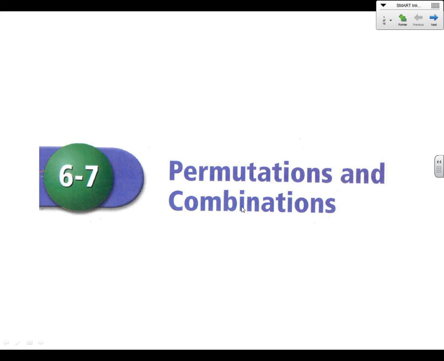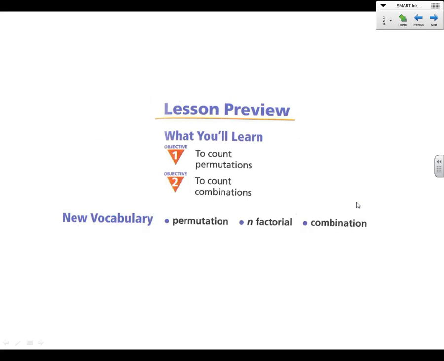Okay, let's get started with 6-7 permutations and combinations, which will be very helpful when we do probability problems. But for now, the two objectives here, we're going to count permutations and then we're going to count combinations. Two counting objectives here today. So, new vocab: permutation, n factorial, and combination. Three new things in the vocab department.